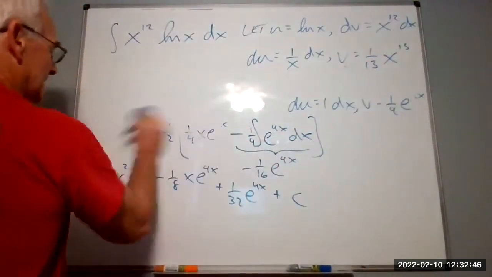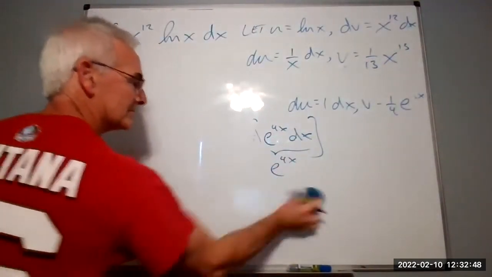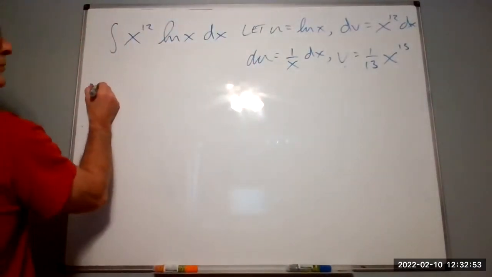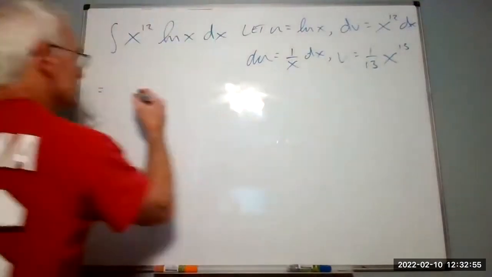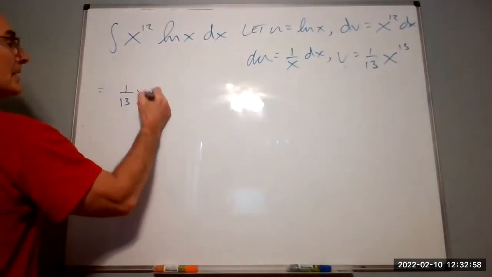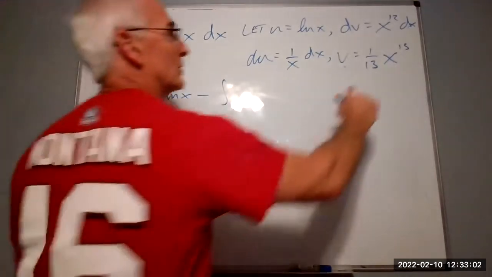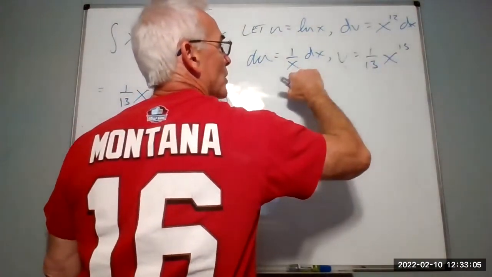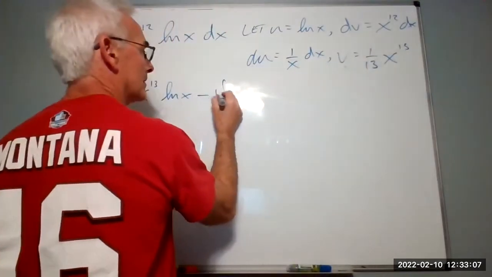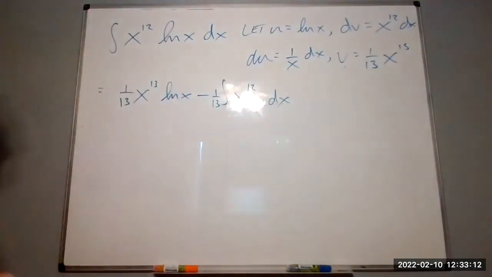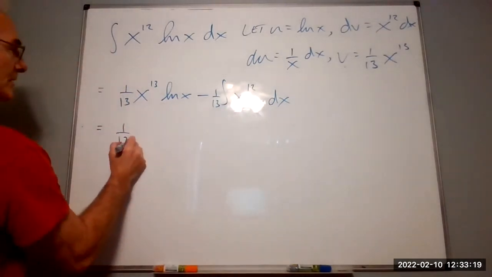Now, you're going to like this because it turns out this is one of the shorter ones, not one of the longer ones. So my answer is UV, so 1/13 x to the 13th log x minus the integral of v du. 1 over x times x to the 13th, isn't that just x to the 12th? I can do that one. That's easy. All right, you might need your calculator.